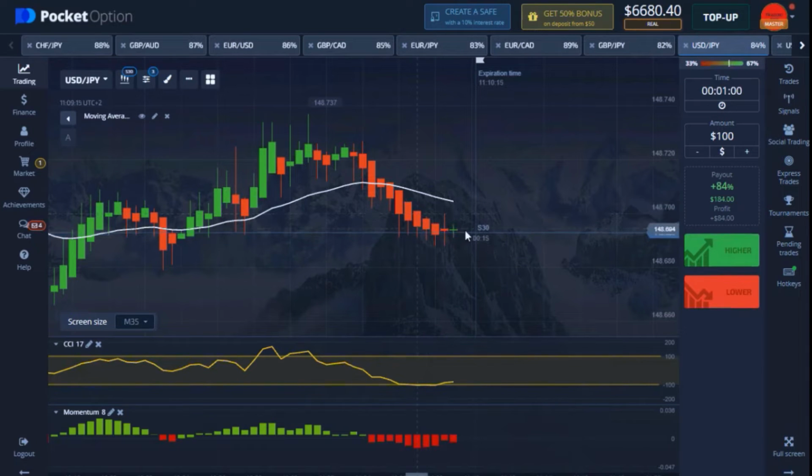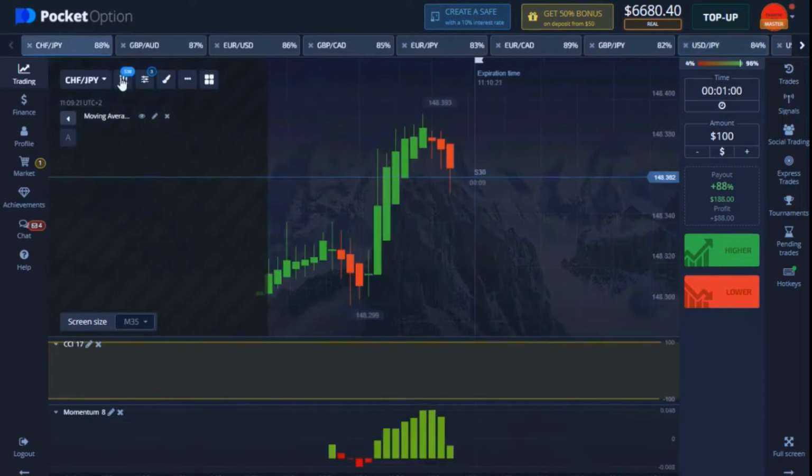All right, so don't forget we are doing this on M35 screen size. So right now we're analyzing again. When I find another great moment for any of the level, I'm definitely going to come down and take a trade, and of course I'm going to explain again.